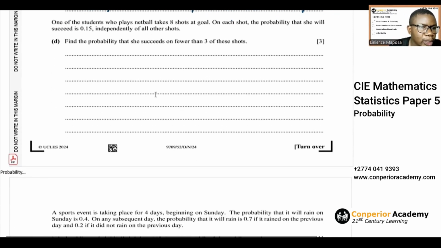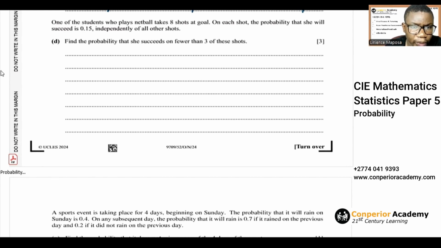The next question says, one of the students who plays netball takes 8 shots at goal. On each shot, the probability that he will succeed is 0.15, independently of all other shots. Find the probability that he succeeds on fewer than 3 of these shots. Looking at this question, they've combined topics here. This is one of the topics that we are going to do in the future, which is binomial distribution, when we look at probability distributions.